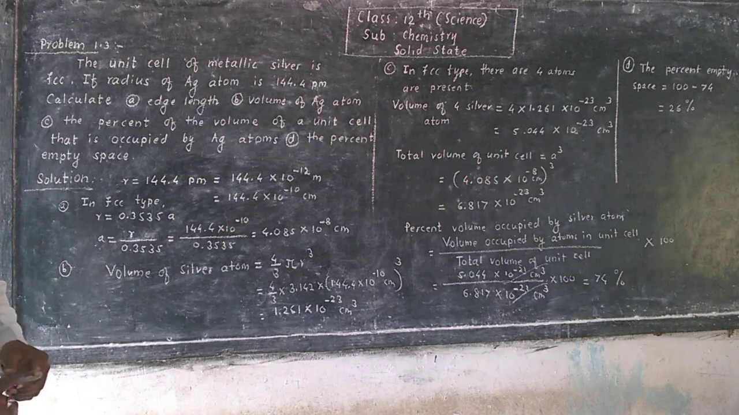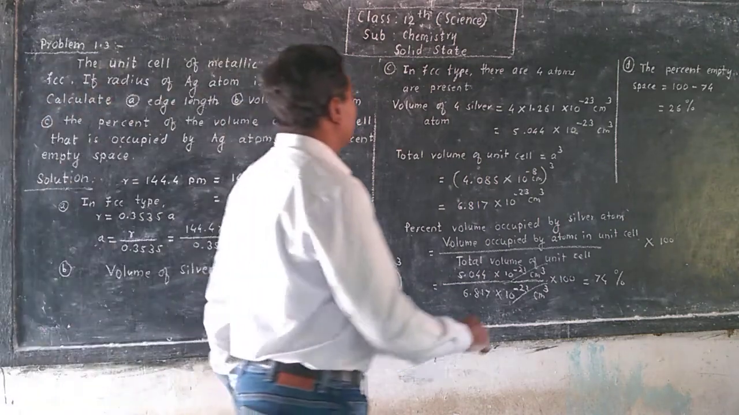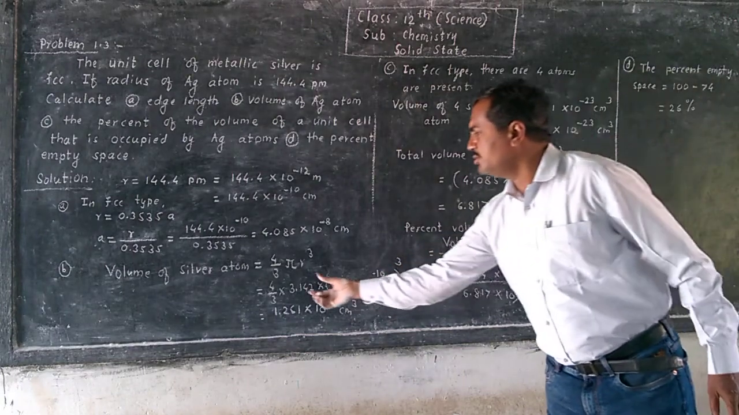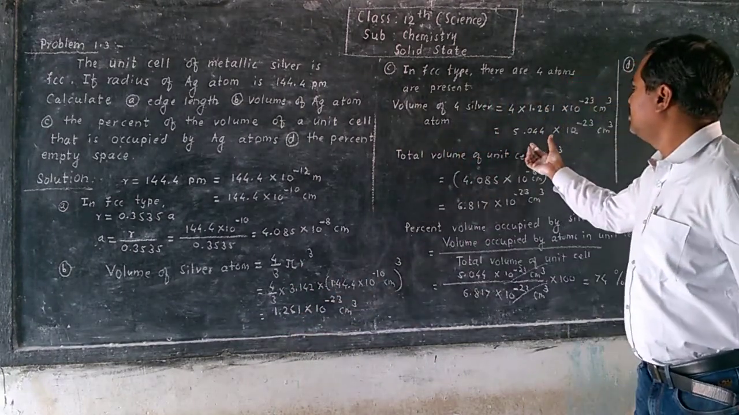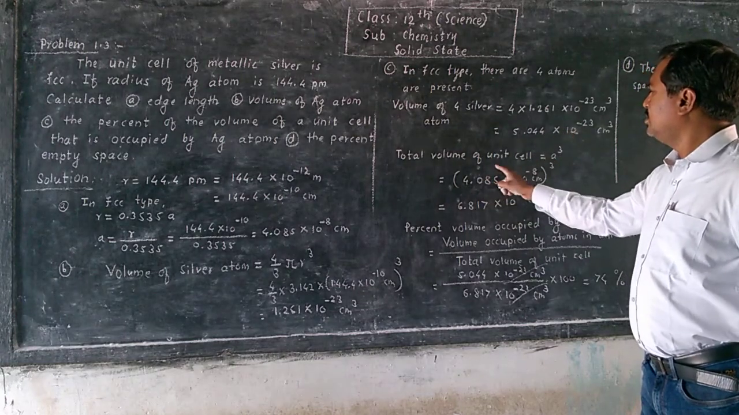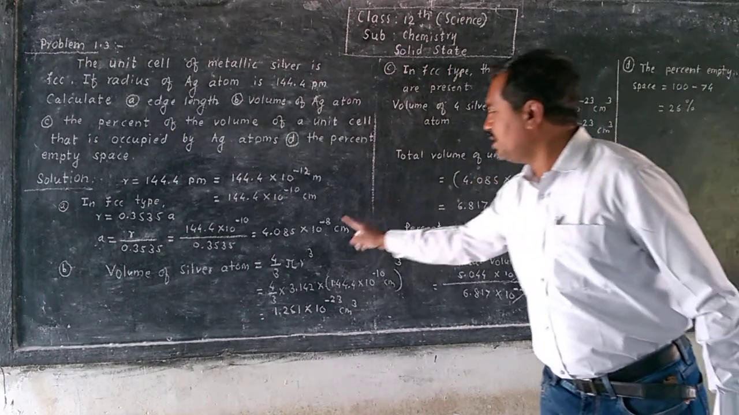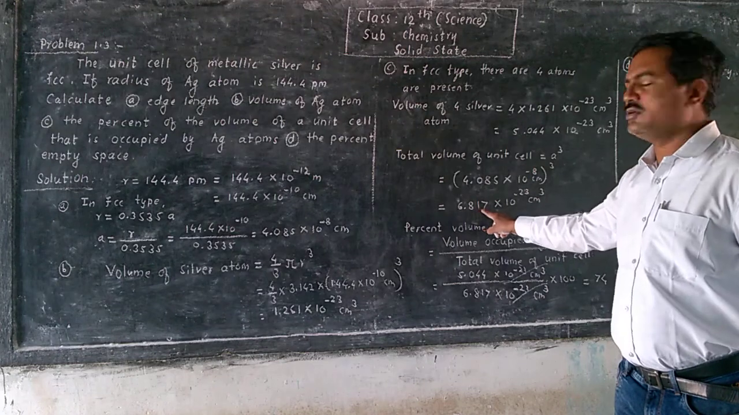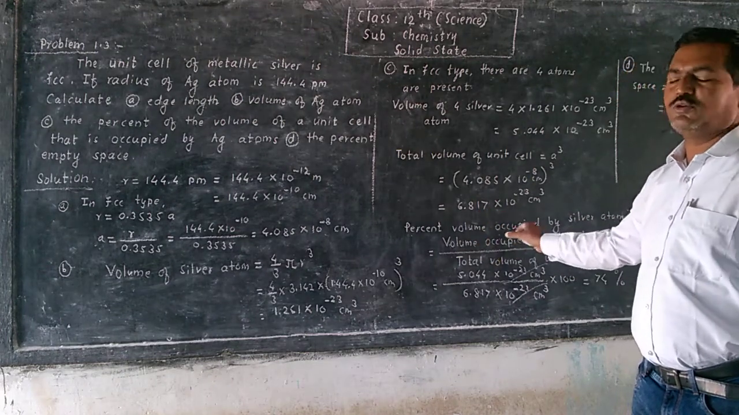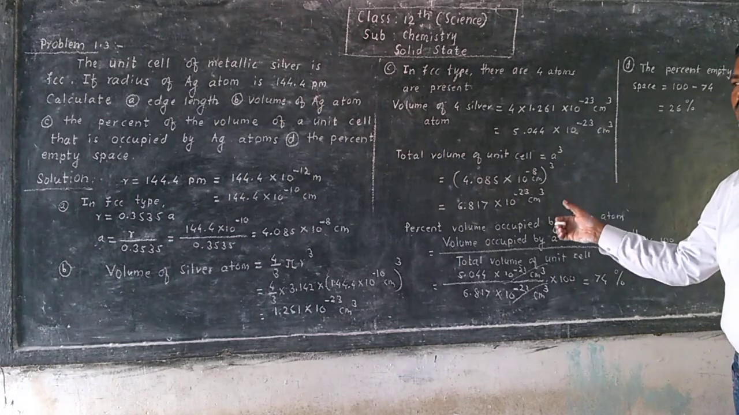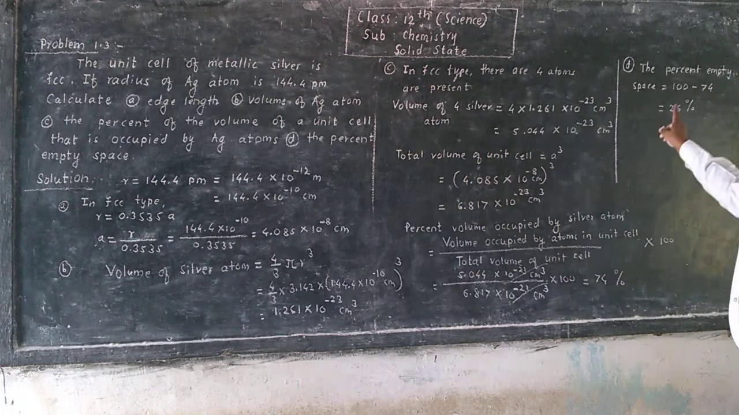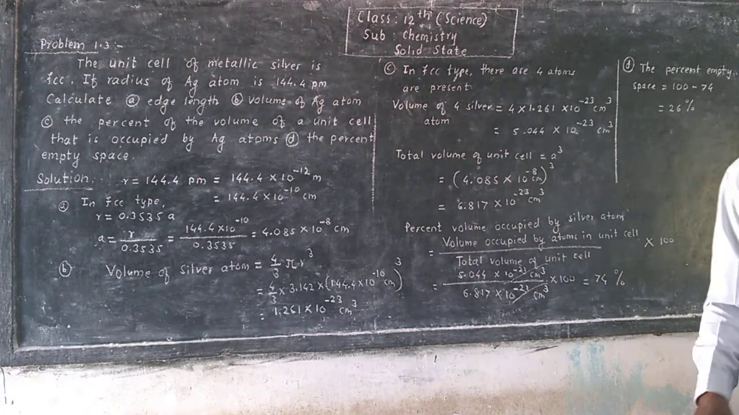Then in FCC type, there are total 4 atoms present. So volume of 4 silver atoms, from 1 volume of silver atom, we have found volume of 4 silver atoms. Then total volume of unit cell, from edge length, volume of cube, a cube. So we have found here value. Then percentage, volume occupied by the atoms in unit cell upon total volume of unit cell into 100. So it is 74%, and empty space is 100 minus 74 equal to 26.